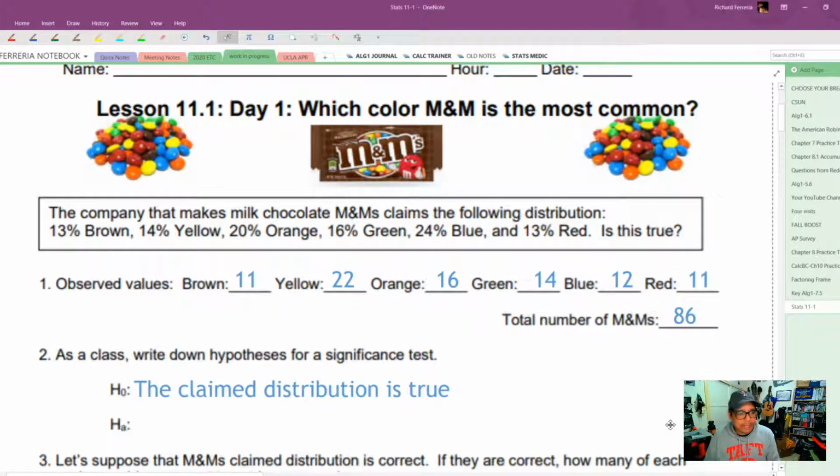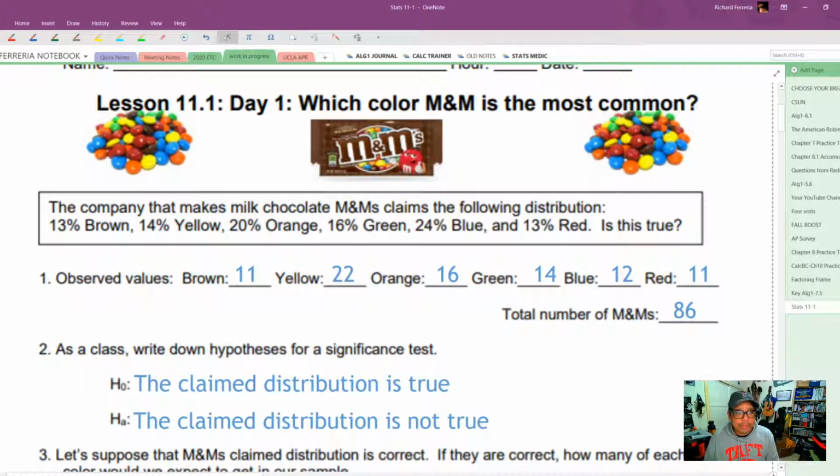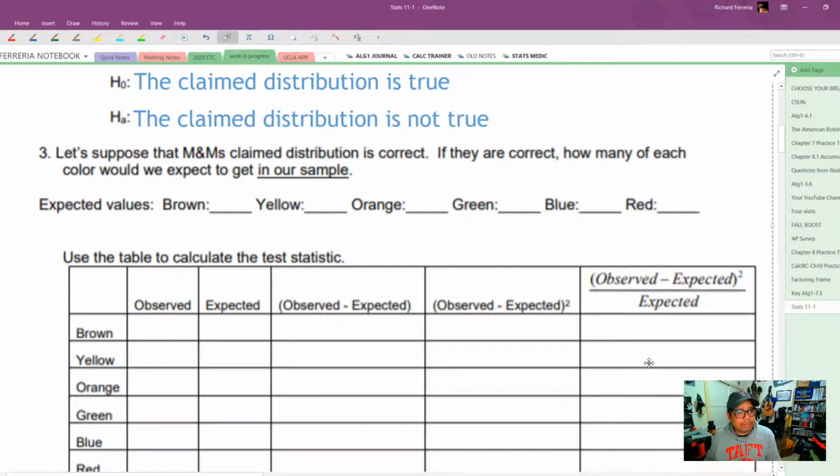So we're going to write down the hypotheses for the significance test. It's actually pretty easy for these kinds of tests. The null hypothesis: the claimed distribution is true. Now, the claimed distribution is 13%, 14%, 20%, etc. Alternatively, the claimed distribution is not true. Generally speaking, these chi-square tests, this is going to be a chi-square goodness of fit test, but the null hypothesis and the alternative hypothesis usually come really easily.